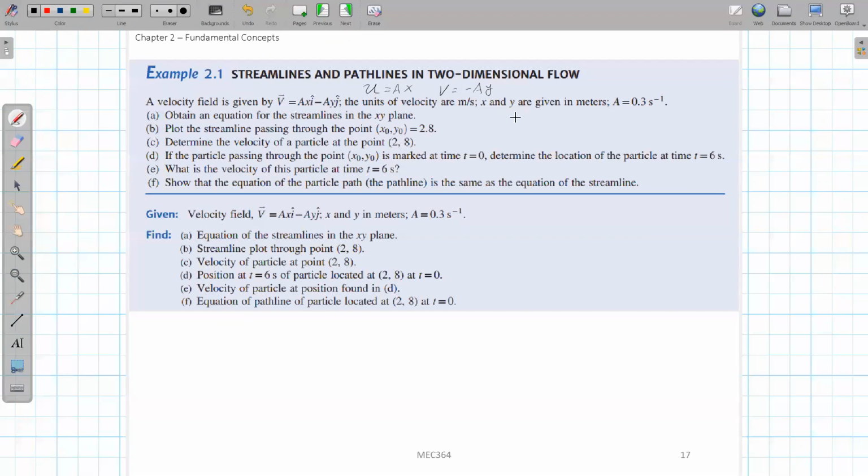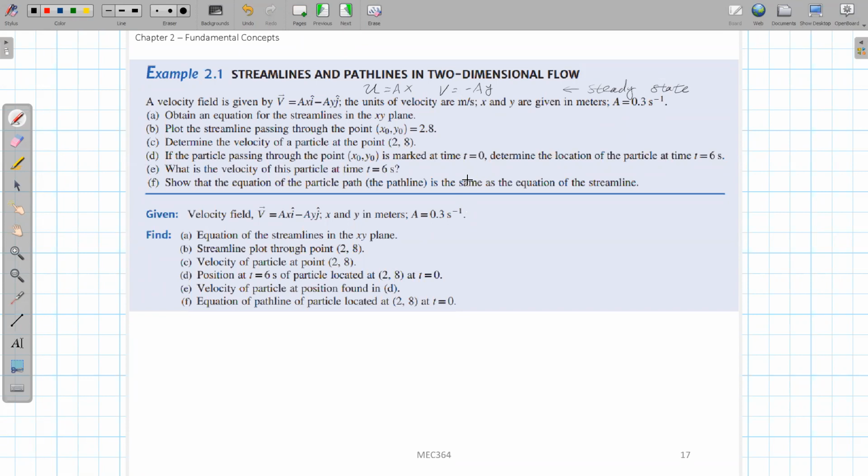Another thing we can see here is that since this velocity is only a function of x and y, it's not a function of time. So we know that this is a steady state problem. And based on what we discussed in the last lecture, one advantage of the steady state problem is that the streamline, the streak line, and the path line are all identical, right? So keep this in your mind.